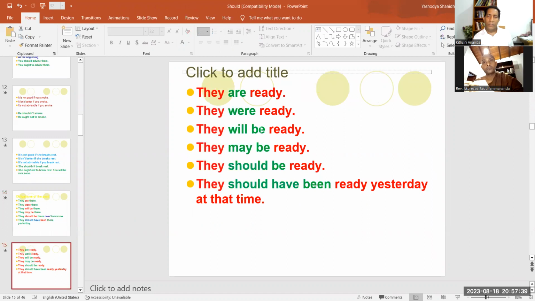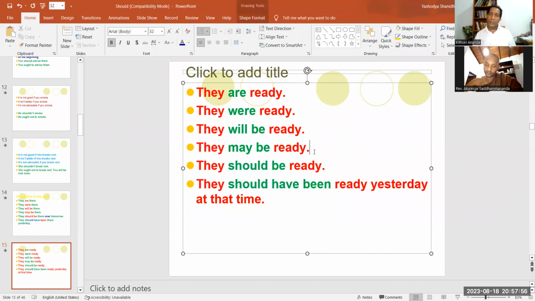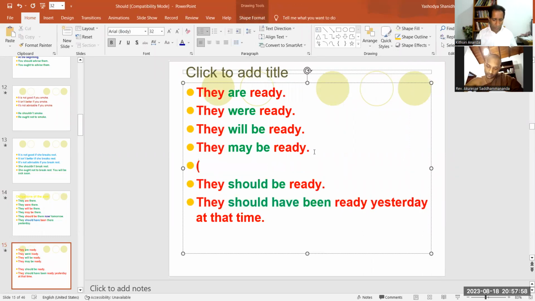They are ready now. They were ready. They will be ready. They may be ready, with doubt. Sometimes they are ready. It is possible that they are ready. Maybe they are ready.